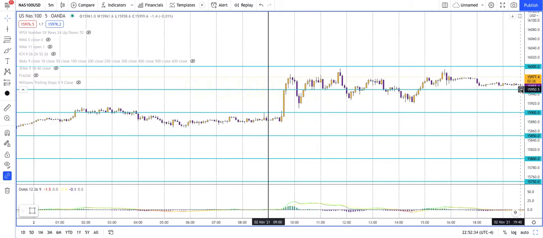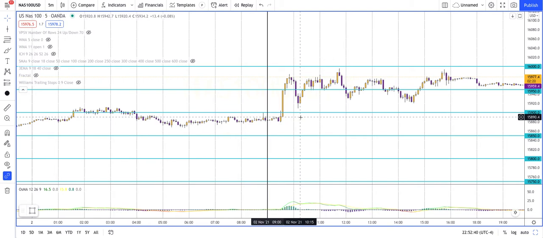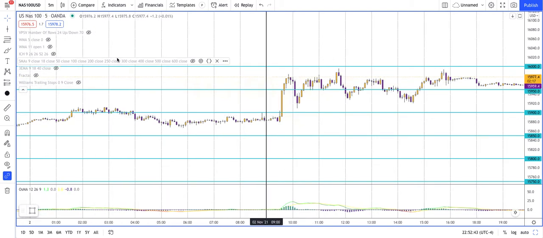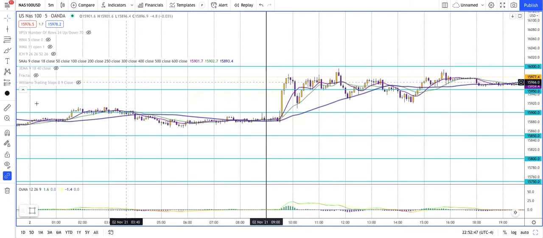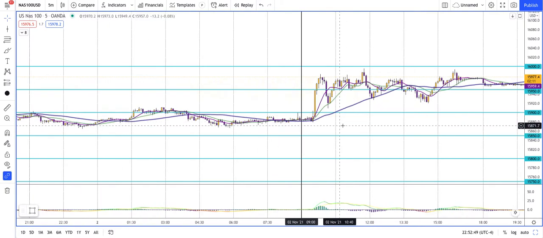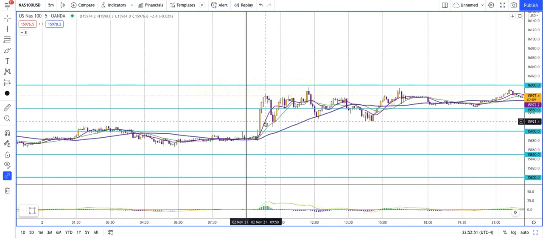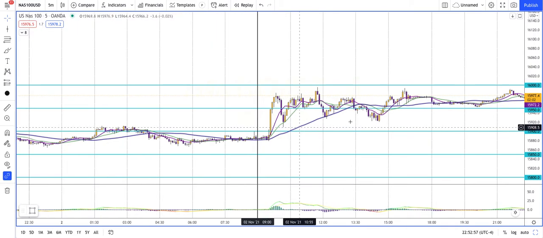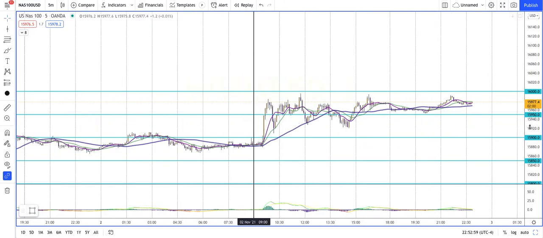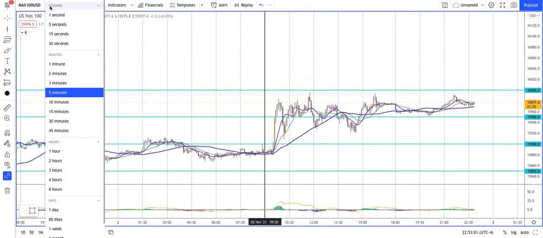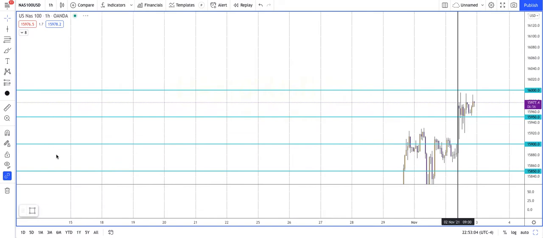So the best thing that I do that works for me is to add some moving averages to my screen. All right. And this is what these moving averages look like. All right. So here we go. What I've done is I added the 9 simple moving average, the 18 simple moving average, and the 50 simple moving average. And the reason why I added those 3 is because I want to show you on a bigger timeline what that looks like.